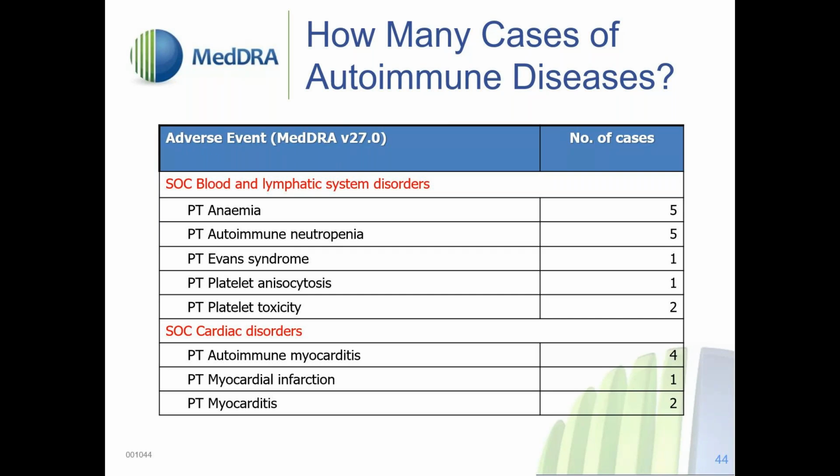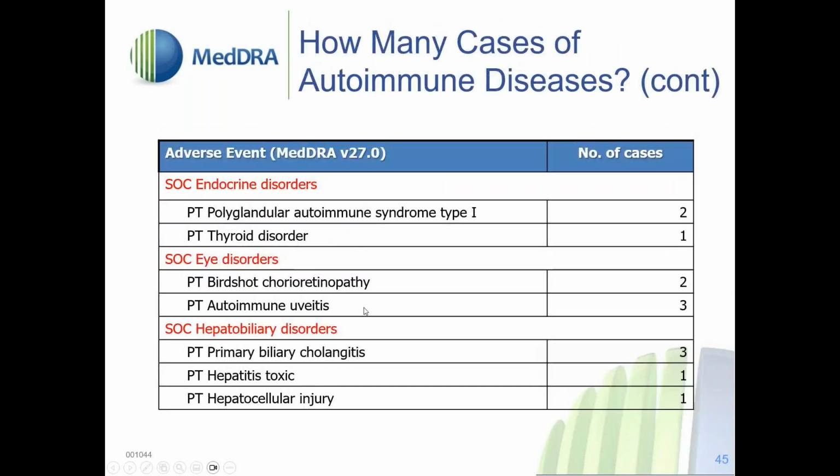Now, when we're looking at the data, we are lucky, because some of the terms already say autoimmune neutropenia, so we know, okay, should be autoimmune. Then there are others like Evans syndrome. I'm not so sure what this means. We have autoimmune myocarditis. Yes, autoimmune. Here, polyglandular autoimmune syndrome type 1. Okay, should be autoimmune. What about Burchard chorioretinopathy? Okay, autoimmune uveitis. Okay. Primary biliary cholangitis, hepatocellular injury.